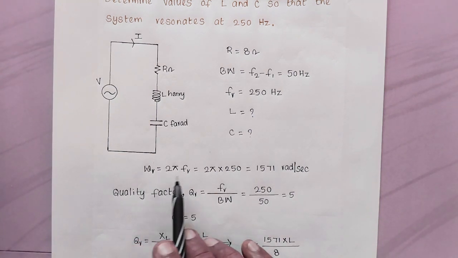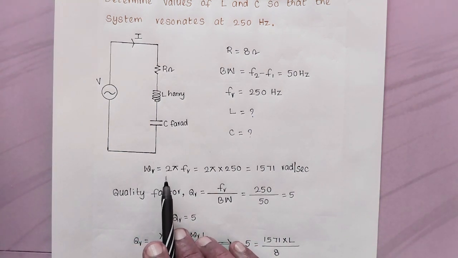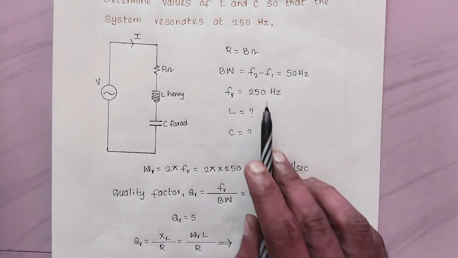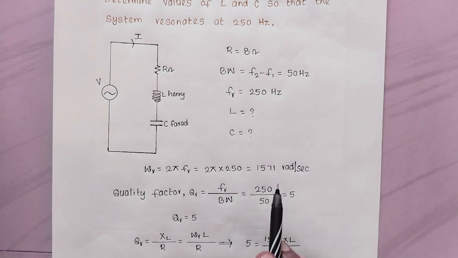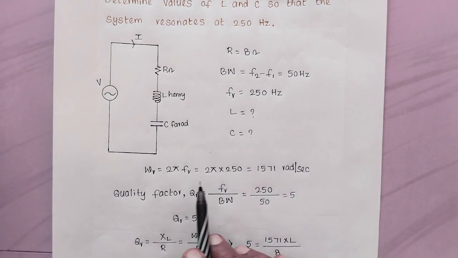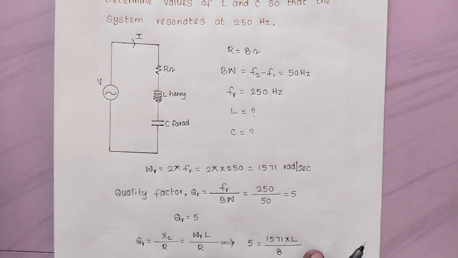The relation between omega r and fr is omega r equals 2 pi fr, which equals 2 pi into fr, where fr is 250 hertz. So we get 1571 radians per second. So that is the resonance frequency in radians per second.